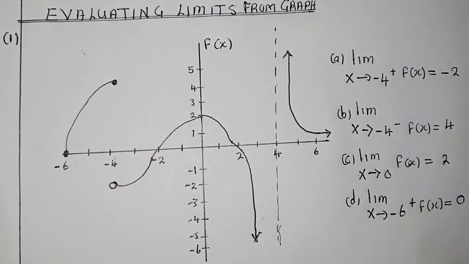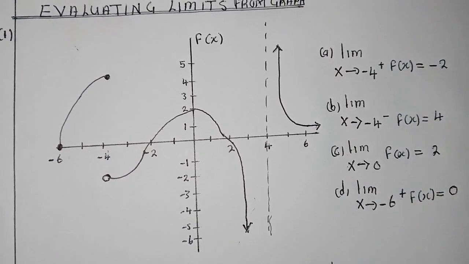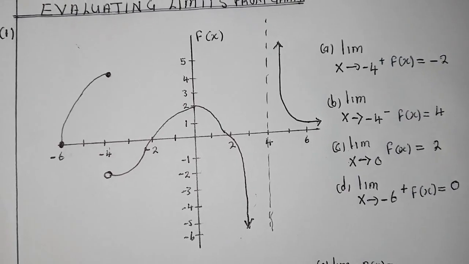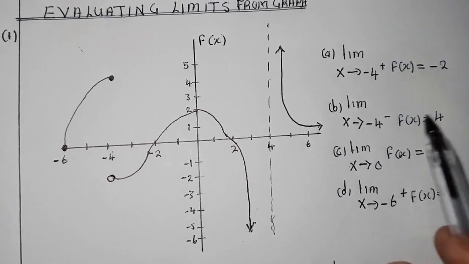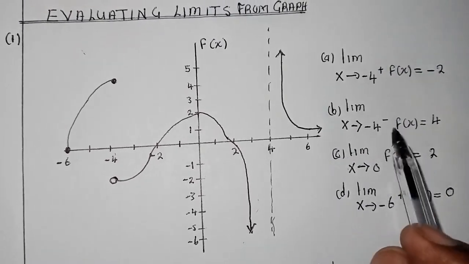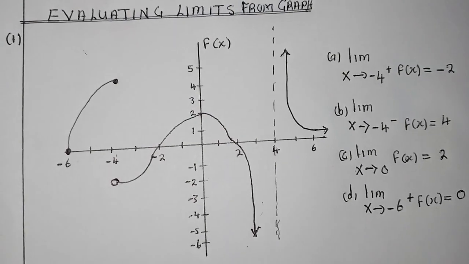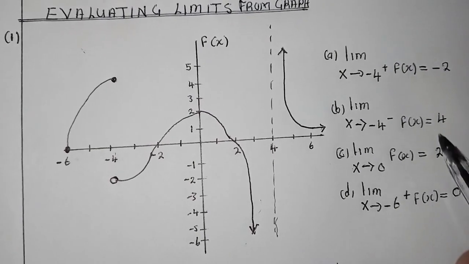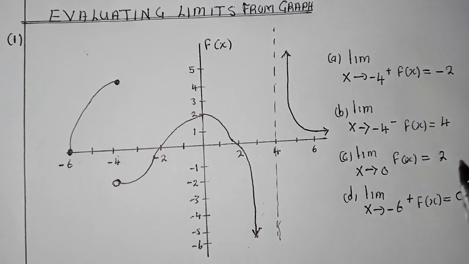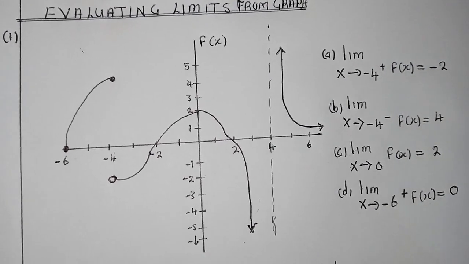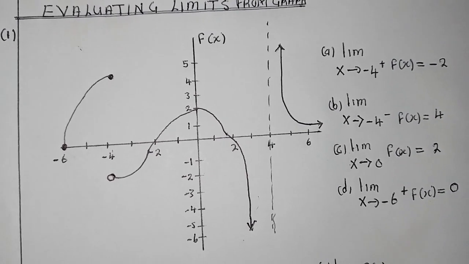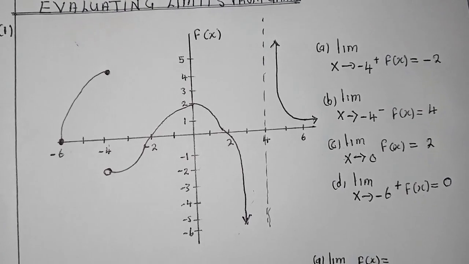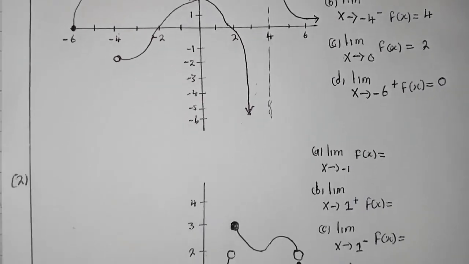It's very simple and very interesting. So I'm sure you are able to see what's happening here. As x is approaching a certain value on the x-axis, you discover that there is a certain value that y is approaching. So it's very important that you take note. Let's get to the second question.